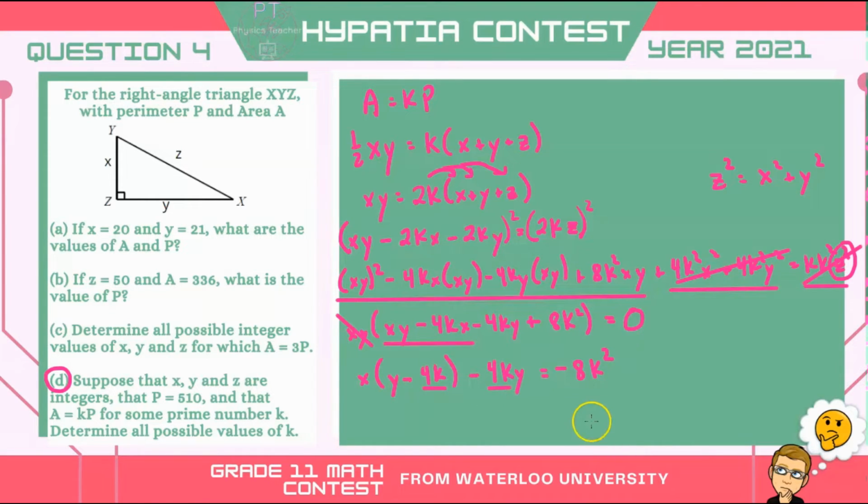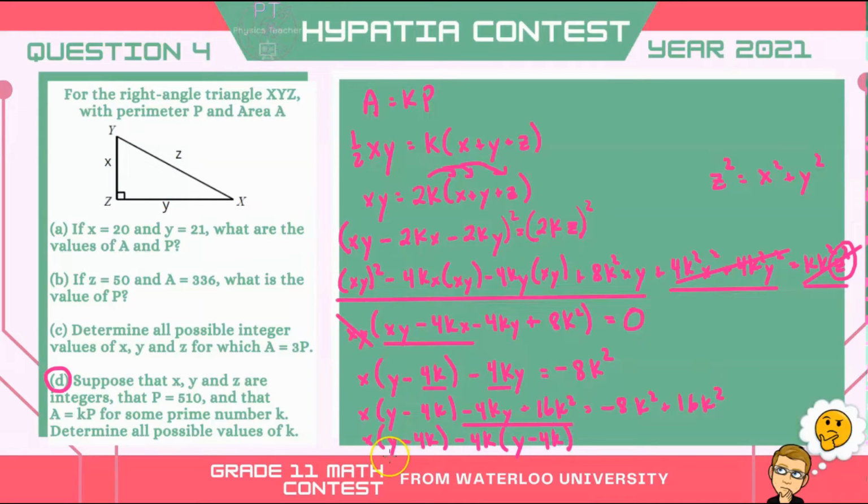So what I'm going to do is add 16k squared to both sides of the equation. So you have x times (y minus 4k) minus 4ky plus 16k squared is going to equal minus 8k squared plus 16k squared. So now you can see here we have a common factor of minus 4k. So I'm going to pull that out. So we're left with x times (y minus 4k). That's not changing. And then we're going to subtract a 4k, because we're going to factor out a negative 4k, which leaves us with y minus 4k.